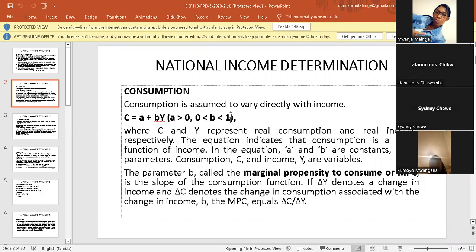Okay, so maybe let me ask Mwenje, right? If Mwenje, you hear that Duncan spends 70% of his extra income. Whenever Duncan receives money, he consumes 70%, then 30% he saves up. Mwenje, what is Duncan's MPC?